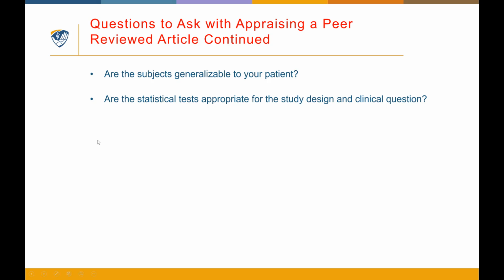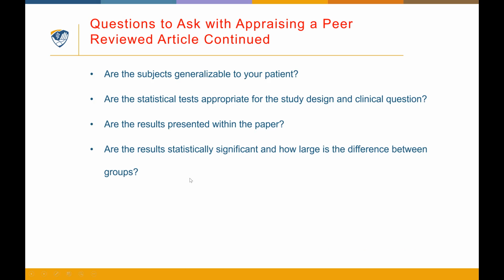Next is, was the correct statistical test run? Was ANOVA the test that was run, but it should have been a chi-square test? Or it was a correlational test that should have been run, but you didn't run it. So you look at the type of statistics that was used as related to the problem that they're trying to solve. Were the results presented in the paper?